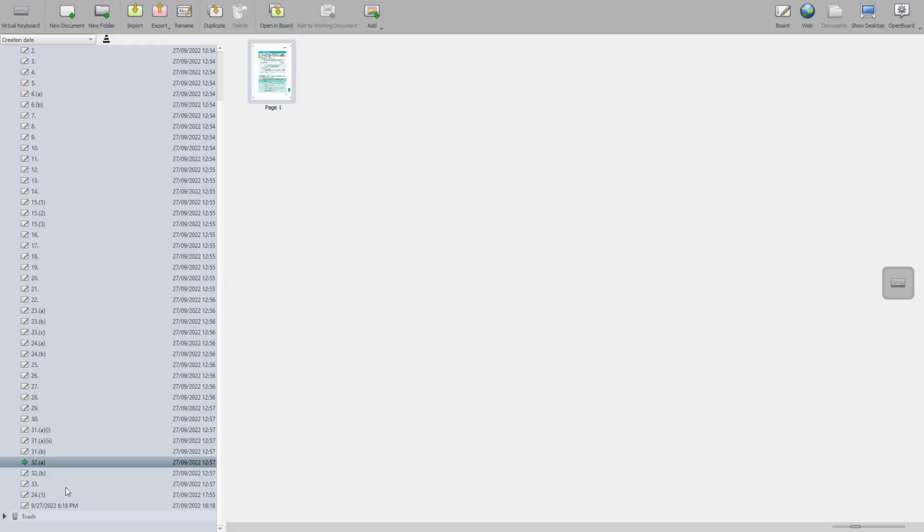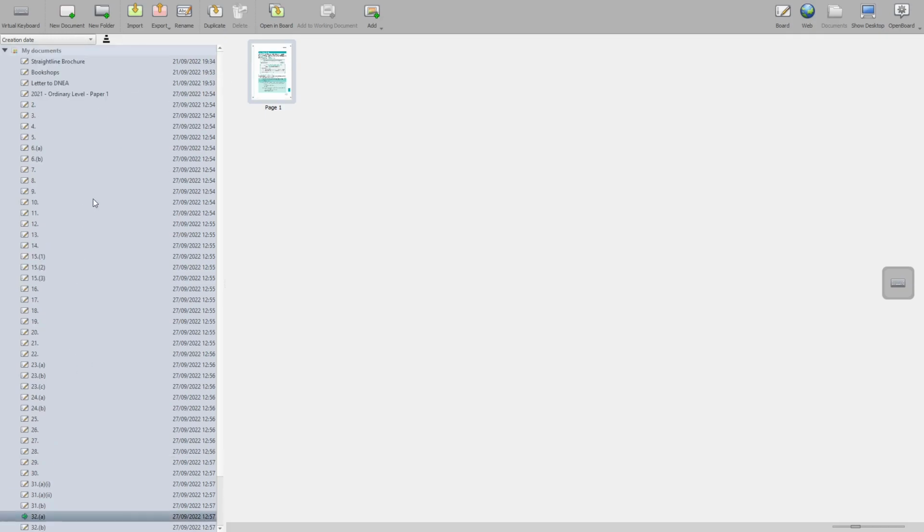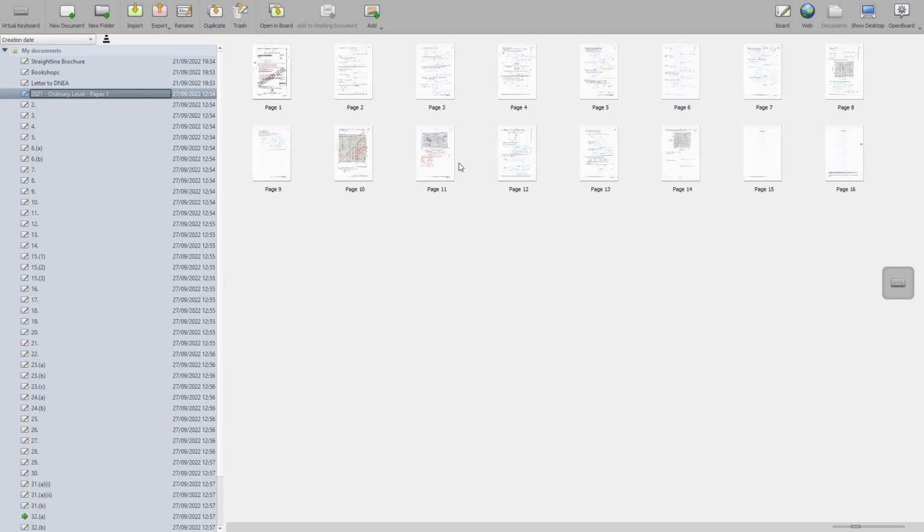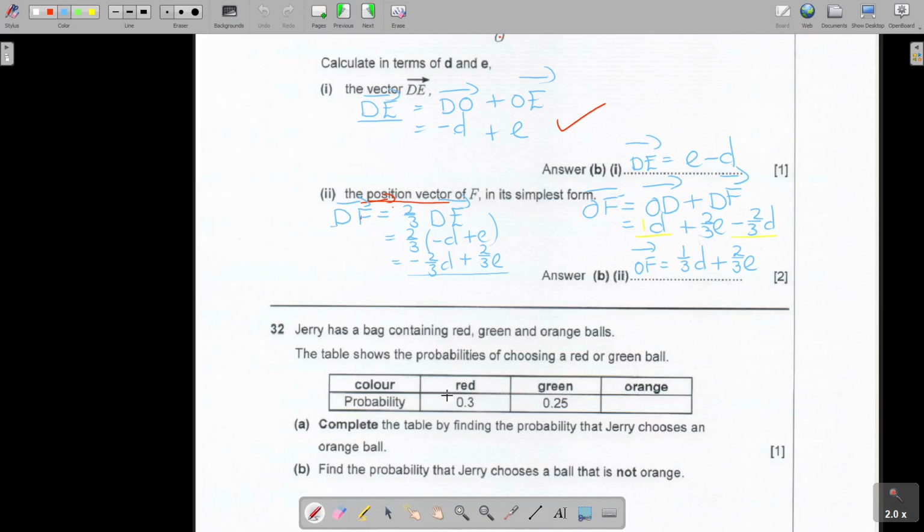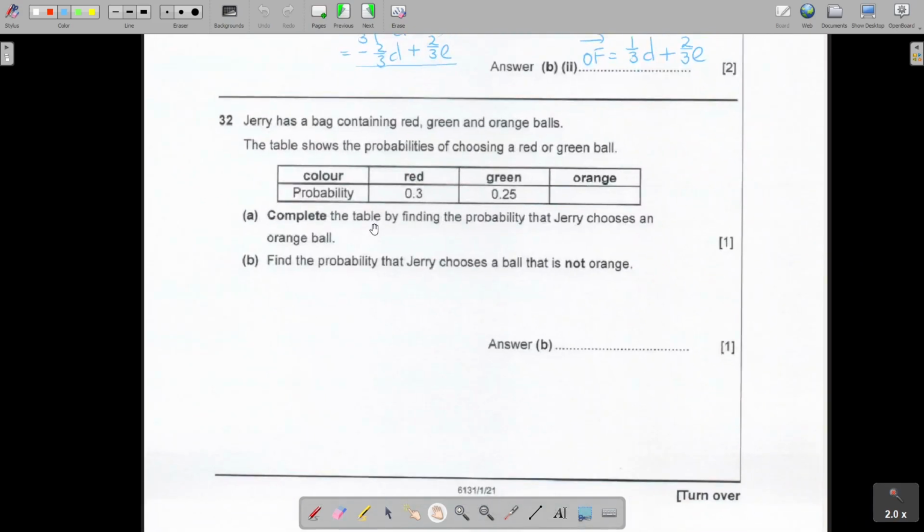So let's go to the question paper. Here we move it up. Meaning that if I add all this, I must get a 1. So I can just take my calculator, take 1 and subtract 0.3 and subtract 0.25, and I get 0.45. If you wrote 9 over 20 or 45%, they also marked it correct.